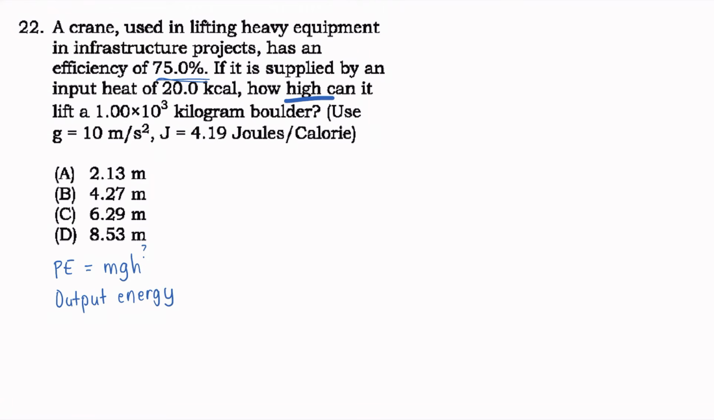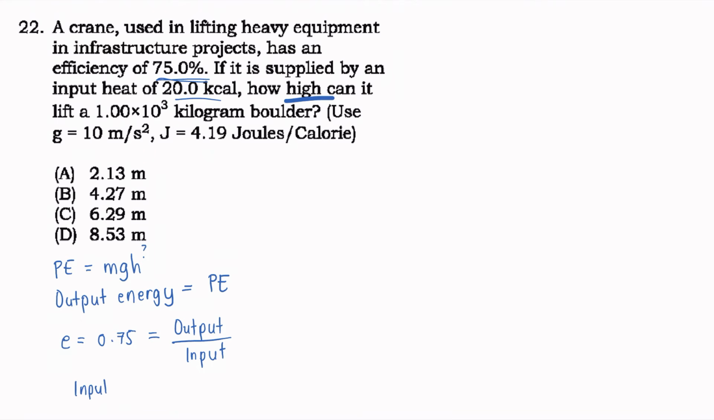So, output energy is equal to the potential energy. Given tayo ng efficiency na 0.75. Yung efficiency equal yan sa output na energy over input. Yung input energy natin given din, supplied by an input heat na 20 kilocalories.